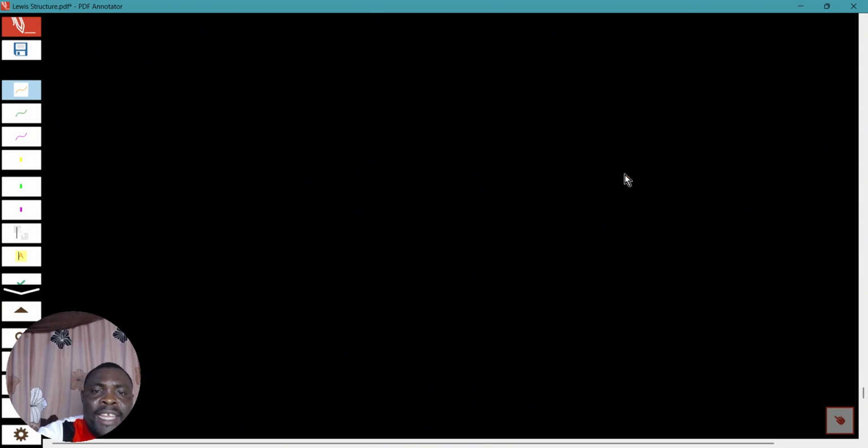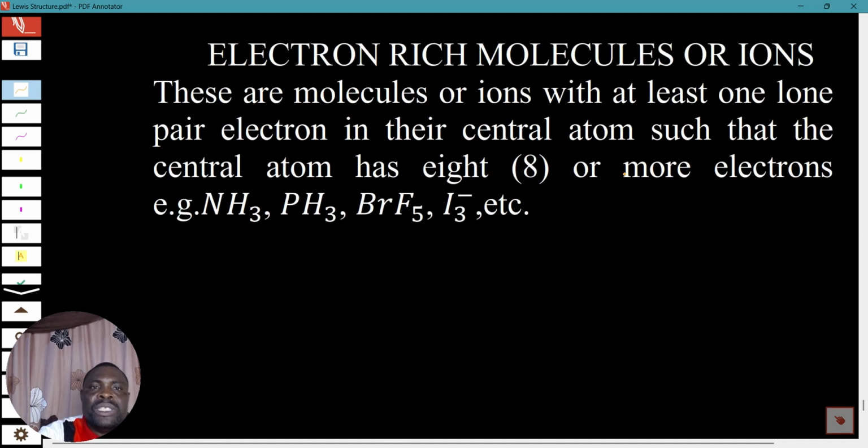Now, the next type of molecule we are going to deal with is electron-rich molecules. Electron-rich molecules are simply molecules in which the central atom has a lone pair of electrons. So that will give me H, and that will give me H, that is H. Now, this is the Lewis structure of ammonia. Notice that ammonia has a lone pair of electrons on the central atom. Because it has a lone pair on the central atom, that's the first rule. Number 1, there's a lone pair of electrons on the central atom.